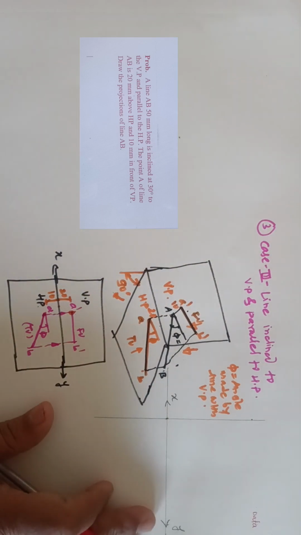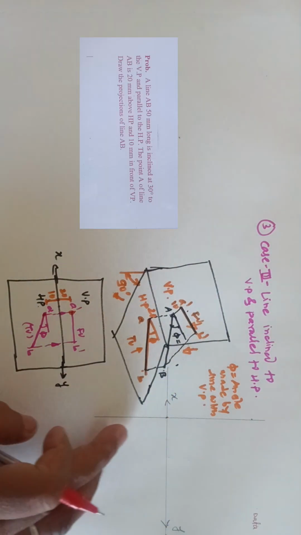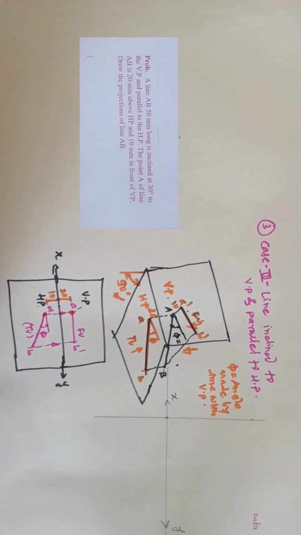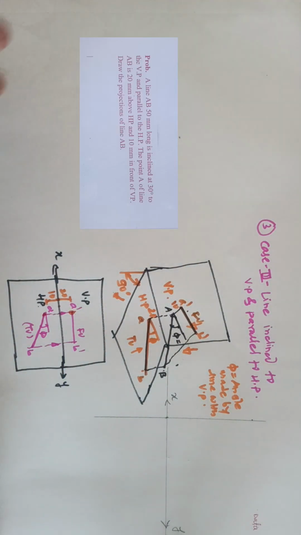So on the right hand side, I have drawn it with dimensions. First I draw the XY line, then I draw one line perpendicular to the XY line. That one is a vertical reference line. Then in the problem statement, it is given that the line AB is 50 mm long.